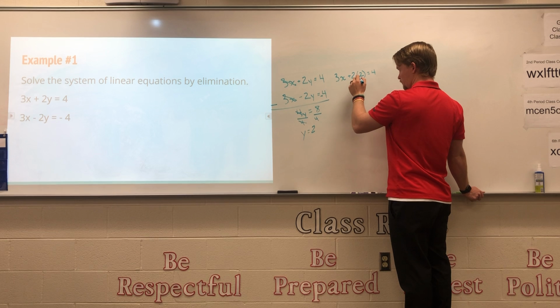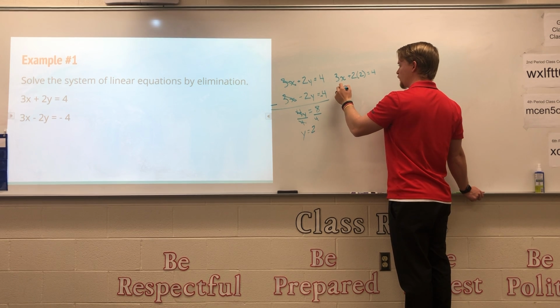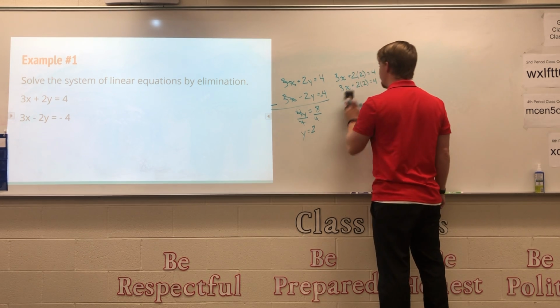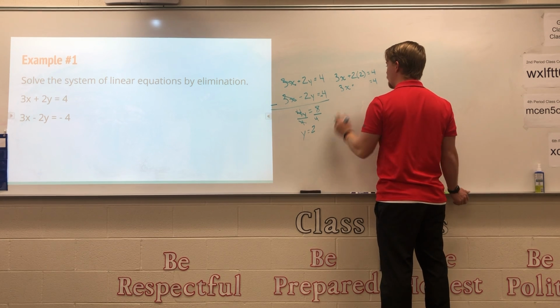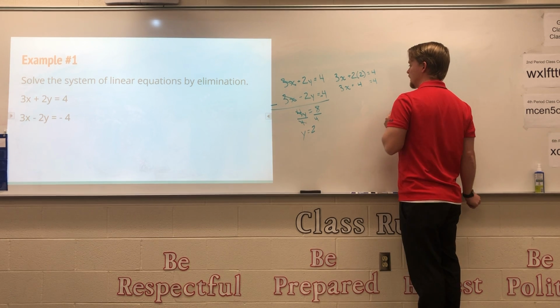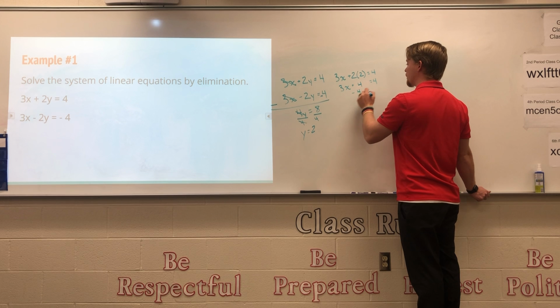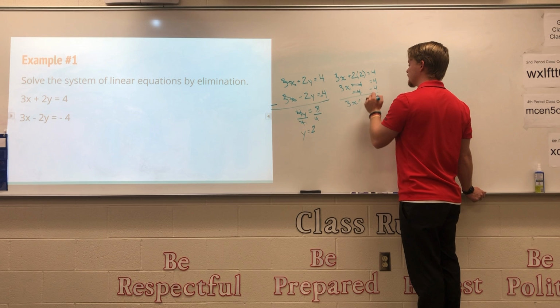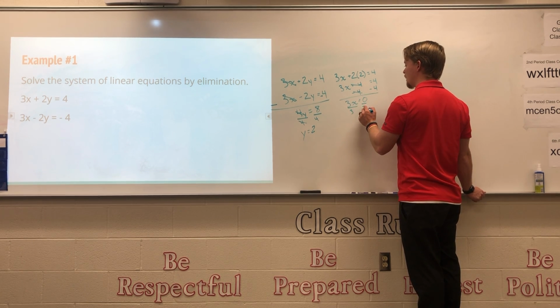3x plus 2 times 2 is 4, so bring that down. 2 times 2 is 4, so we're plugging in 4 there. And then we're just going to solve. Subtract 4 from both sides. 3x equals 0. And then we divide by 3.